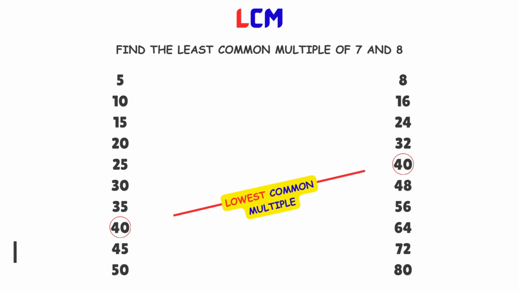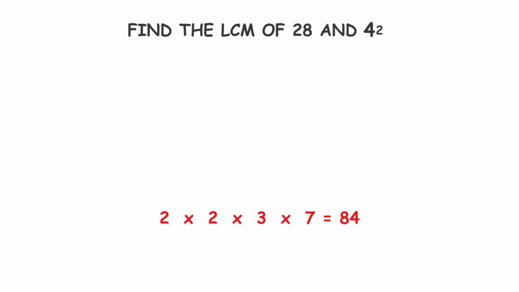Now, sometimes this technique can end up taking ages, particularly if the numbers involved are quite big. If we have the prime factors of each number, though, then there's an easier way to do it. For example, in this question, we're being asked to find the lowest common multiple of 28 and 42, and we're given the prime factors of each one in the question.